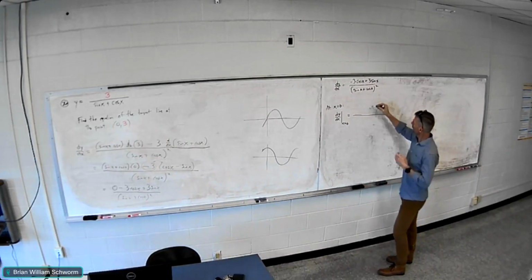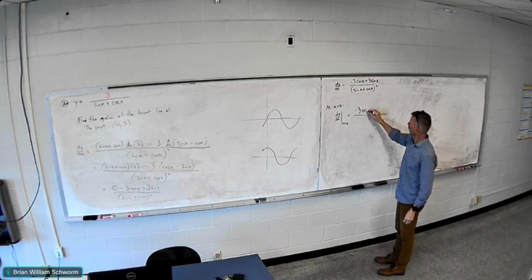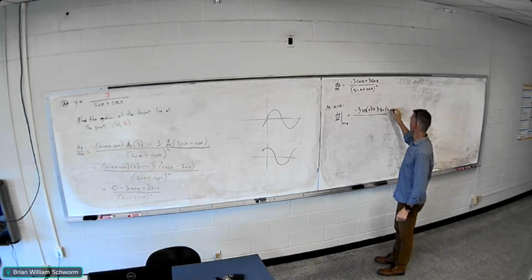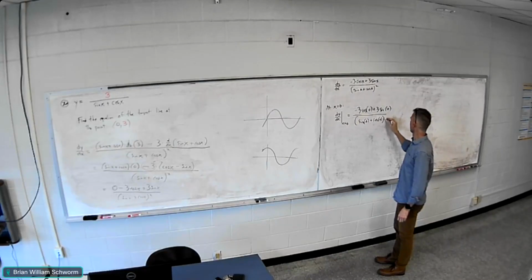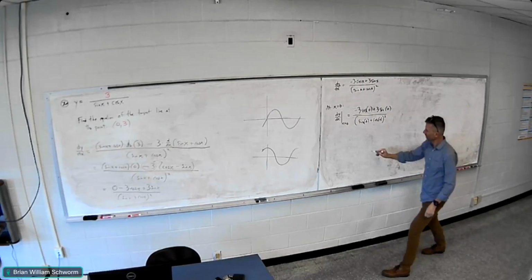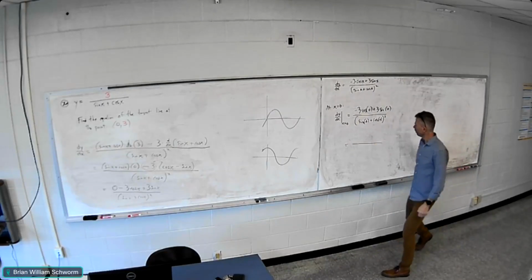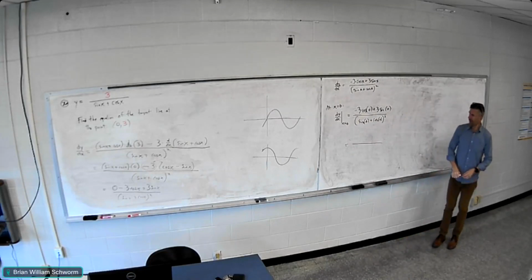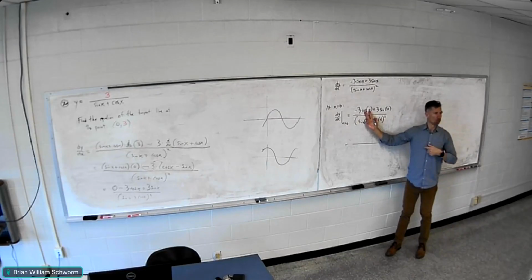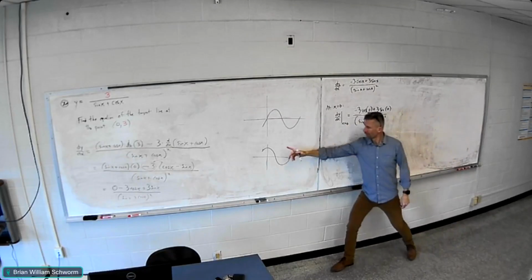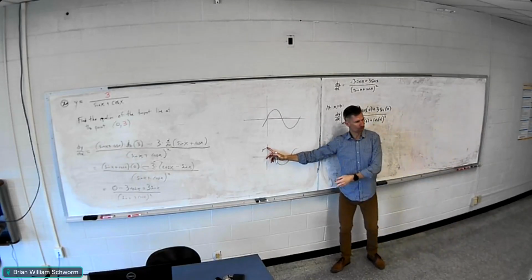Plug in 0 for the x. Cosine of 0. Sine of 0. Sine of 0 plus cosine of 0 squared. And to evaluate these trig functions at 0, cosine of 0 is 1. You can type that in your calculator if you wanted, or think about the graph at the beginning here, x equals 0 is 1.